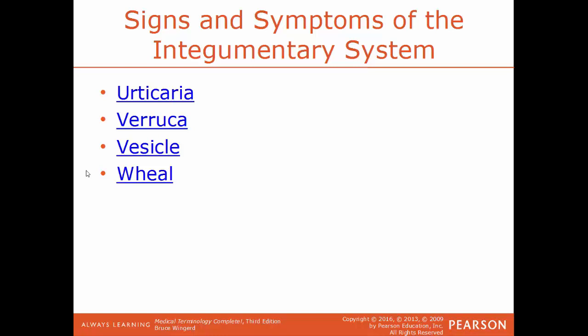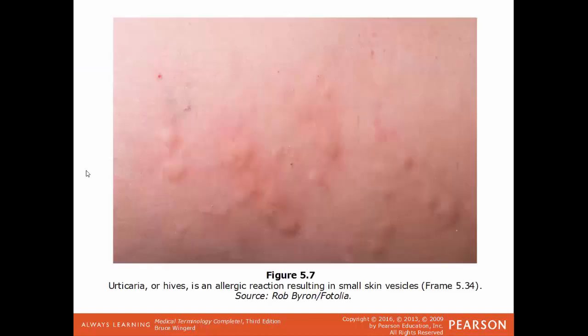Wheal, a raised, elevated area that's usually accompanied with itching, usually extreme itching, such as what you'll find with hives or urticaria. And here's how hives or urticaria would look. And these raised areas here, all these raised bumps that are causing the itching, each one of those would be a wheal. So that's one wheal, there's one, and so on.